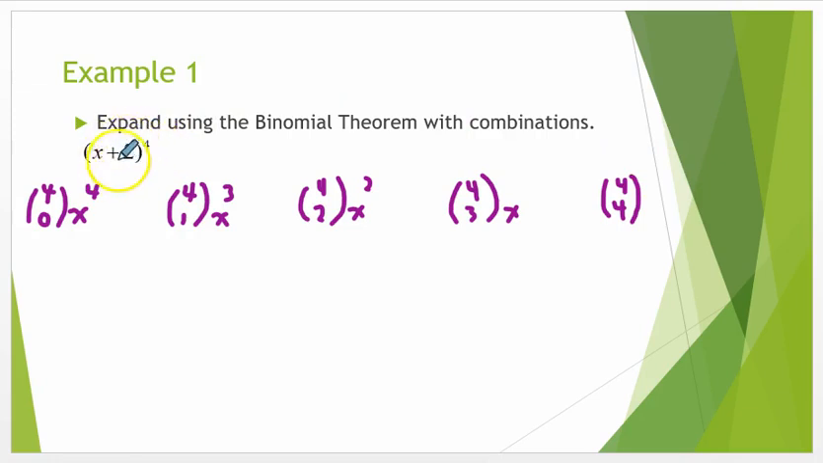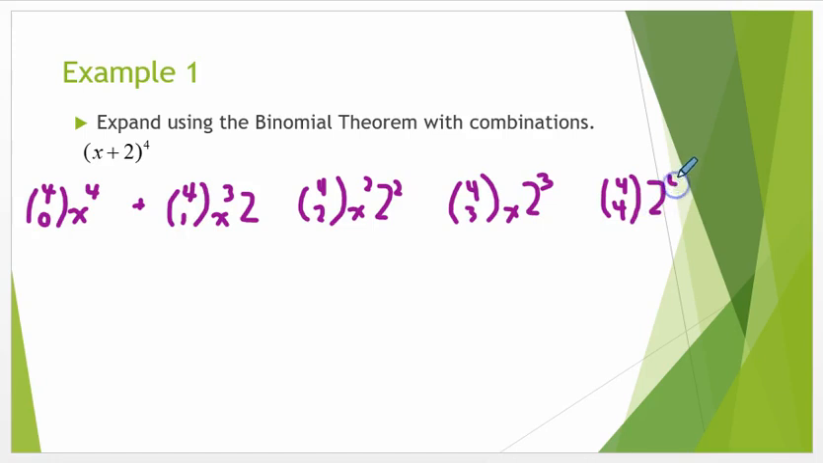And then for the other part, the b term, this one counts up for the exponent. So it's going to start with 2 to the 0, but I'm not going to write that down because it doesn't change anything. And then 2 to the 1st, and 2 to the 2nd, 2 to the 3rd, and 2 to the 4th.